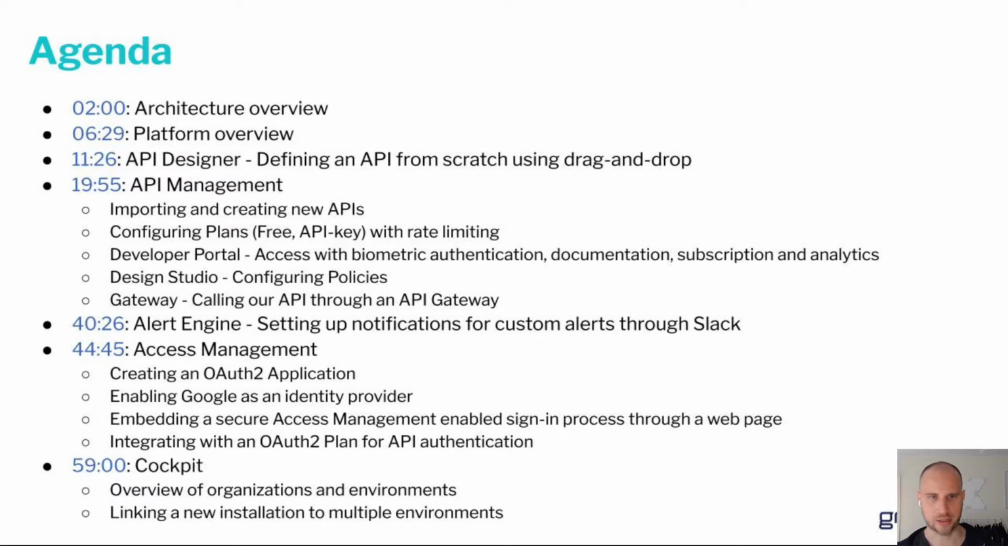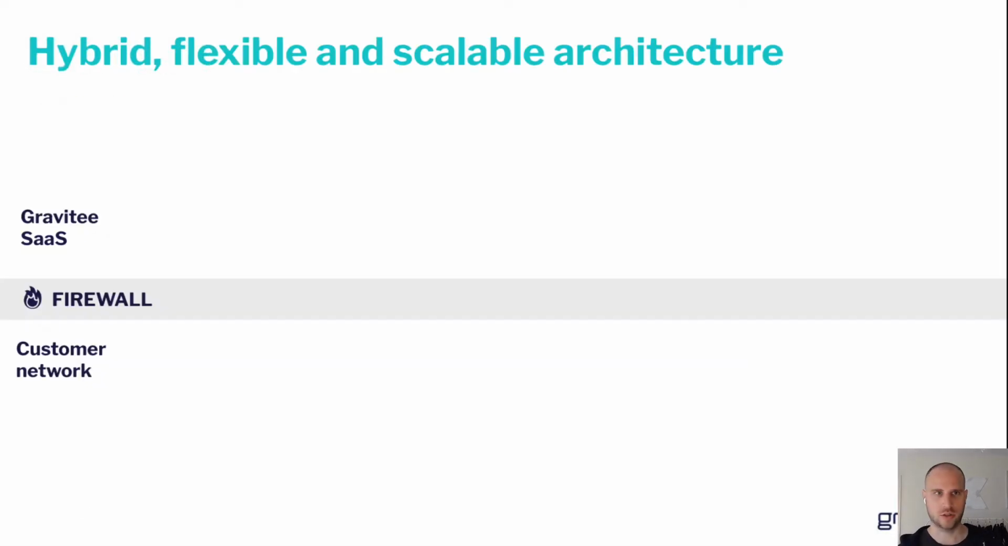And we'll obviously connect our access management application with our API that we created previously. And then finally, we have a look at the cockpit solution that lets us get a single pane of glass of all the components in Gravitee. And we'll look at how we can install, or register rather, a new installation of our access management piece, and how we can have a multiple environment setup with that. So let's start by going through the architecture of the Gravitee platform.